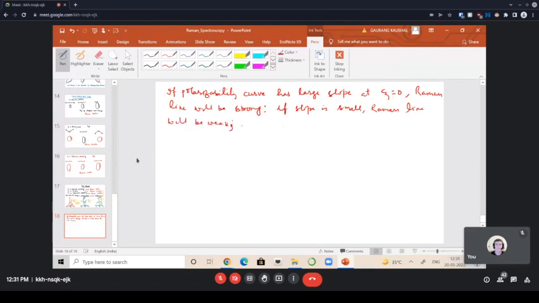Okay, if the slope is 0, the mode will be Raman inactive, not active actually, and no Raman line will be observed.